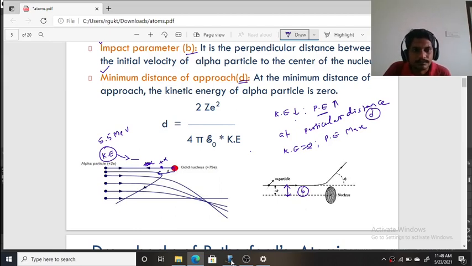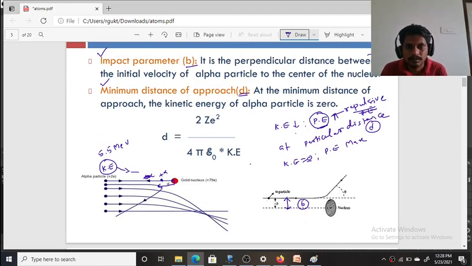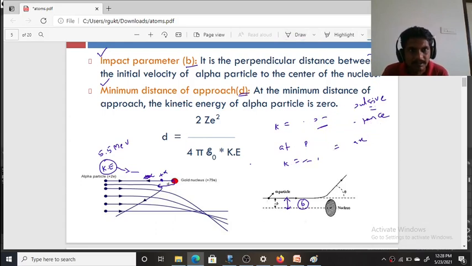So that distance is called the minimum distance of approach. Now I'll find an expression for d, the minimum distance of approach. Here, first I'll erase it. So what is happening here? As the alpha particle approaches, kinetic energy is decreasing and potential energy is increasing. At a particular distance, kinetic energy goes to zero and potential energy becomes maximum.